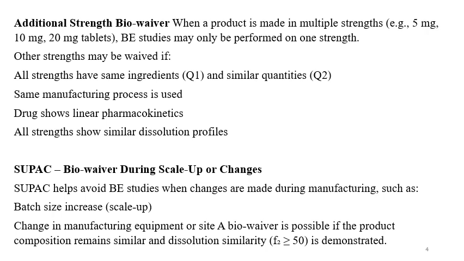Then SUPAC, biowaiver during scale up or SUPAC changes. SUPAC is a support for the changes to the approved formulations. SUPAC helps to avoid BE studies when changes are made during manufacturing using some excipient at lower or higher levels, such as changes to the batch size, site transfers, change in the manufacturing equipment or site. A biowaiver is possible if the product composition remains similar within the SUPAC levels and dissolution is similar.